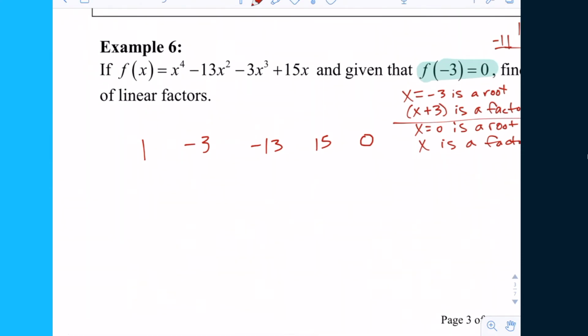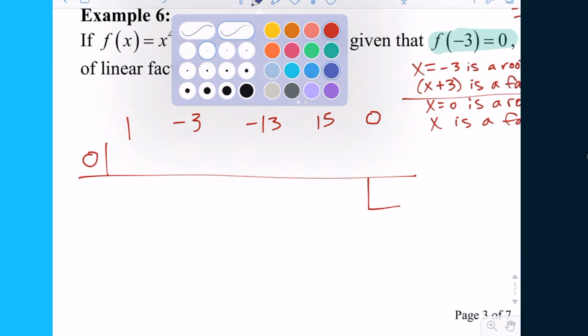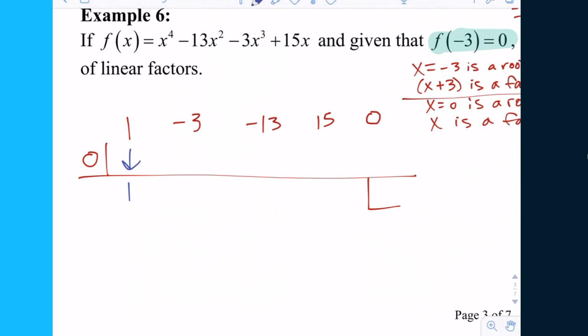Very good. Now I'm going to synthetically divide, and I should get a 0 in that last box. I get a choice now. Do you want to synthetically divide with negative 3 or 0 first? It doesn't matter. 0 is probably easier, so you could help yourself by doing that. All right, here we go. Bring down the 1, gravity. Multiply, you get 0. Add, you get negative 3. Multiply, you get 0. Add, you get negative 13. Multiply, you get 0. Add, you get 15. Multiply, you get 0. 0 plus 0 is 0. I knew it.